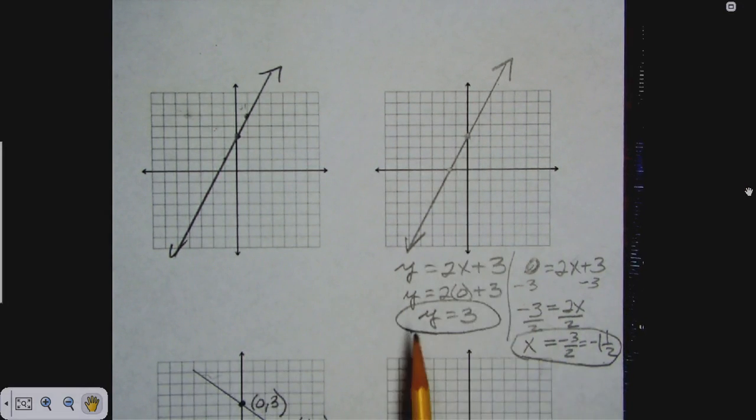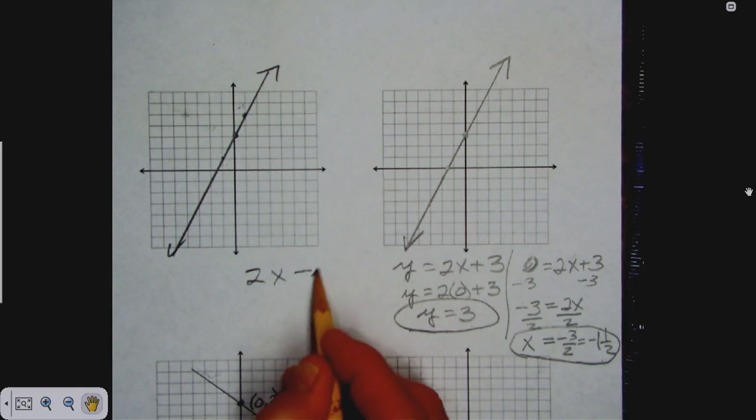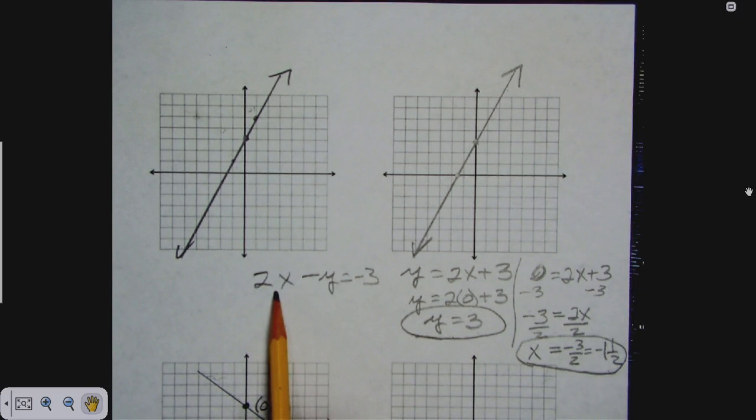Now notice that when we had the x and y-intercepts, we could have had this if it was in standard form, which was this for this equation. We could have done the same thing. To find the y-intercept, we set x to 0, and we would have still got y is equal to 3. And to find the x-intercept, we would have set y to 0, and we still would have got x is equal to negative 3/2.